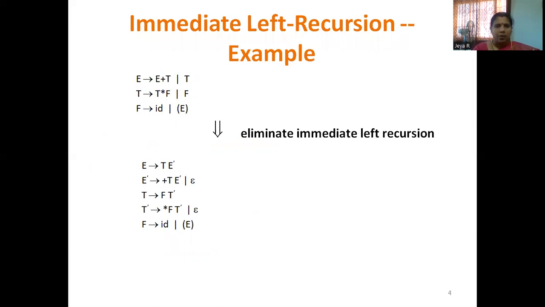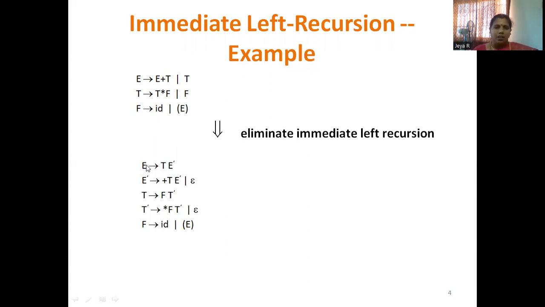We will take one example, and we have a CFG grammar displayed here. E produces E plus T or T, and T produces T star F or F, and F produces ID or open bracket E close bracket. So here the non-terminal E produces the same non-terminal on the production side. So this grammar has left recursion. Same way, T produces T star F. So non-terminal T produces the same non-terminal on the production side, so this also has a left recursion. But the non-terminal F produces ID or open bracket E, close bracket, that is not a left recursive grammar. So we have to do the elimination of left recursion for the non-terminals E and T.